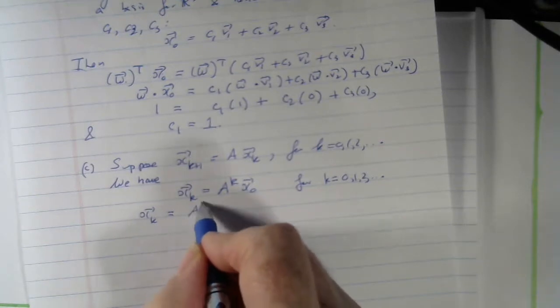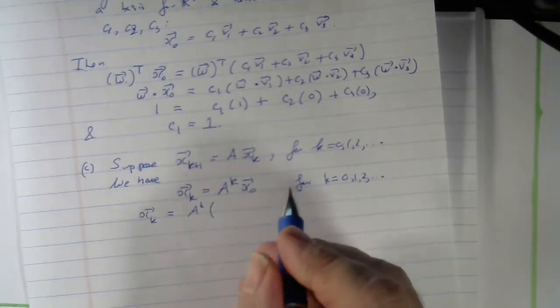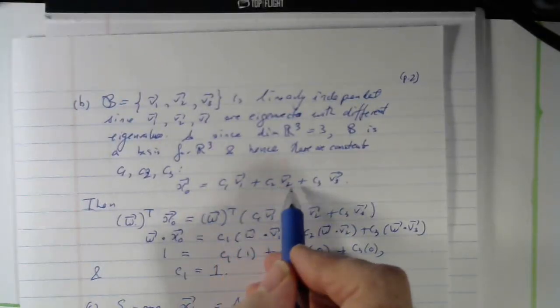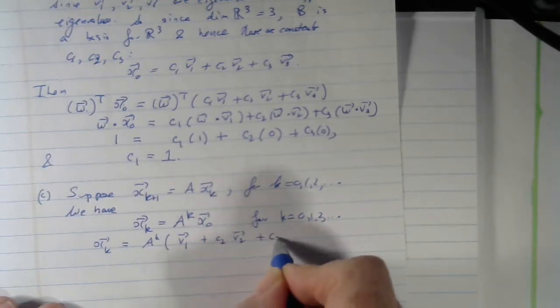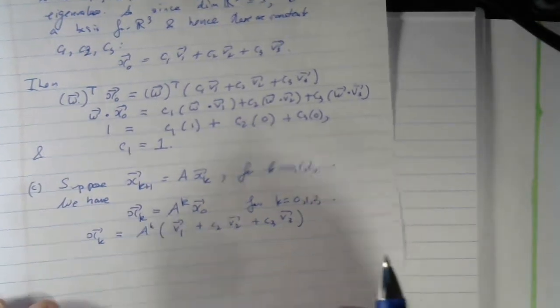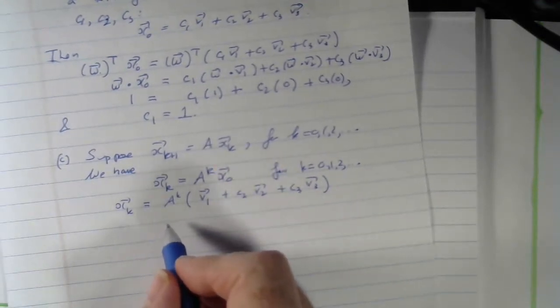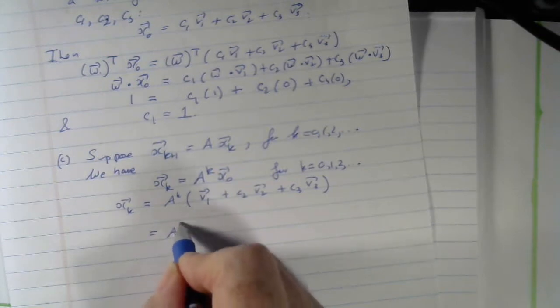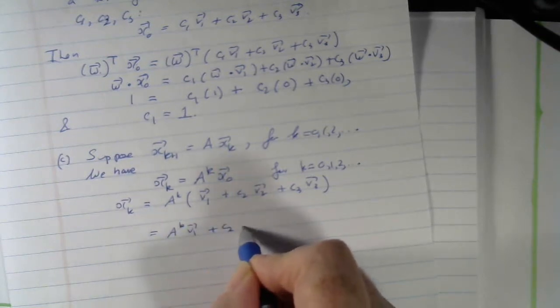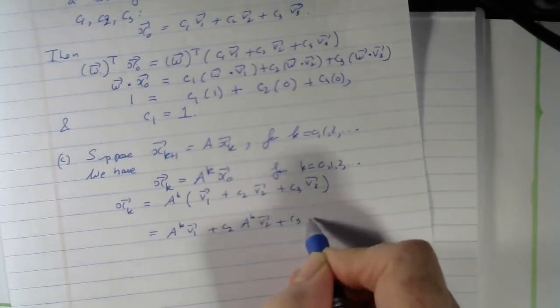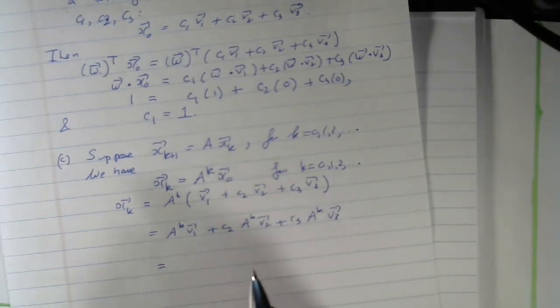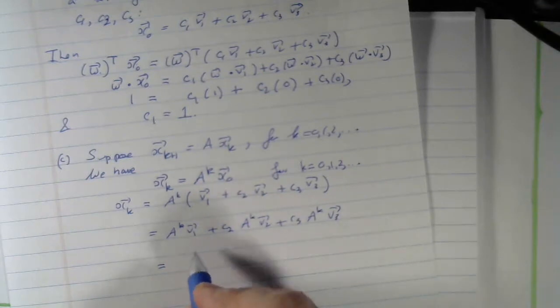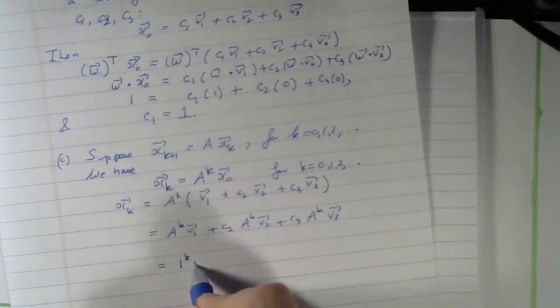Now, from the previous part, we've deduced that x naught is c1 v1 plus c2 v2 plus c3 v3, and we know c1 is equal to 1. So x naught is v1 plus c2 v2 plus c3 v3. So that's equal to a to the k v1 plus c2 a to the k v2 plus c3 a to the k v3. And since v1 is an eigenvector of A with eigenvalue 1, this will be 1 to the k v1.